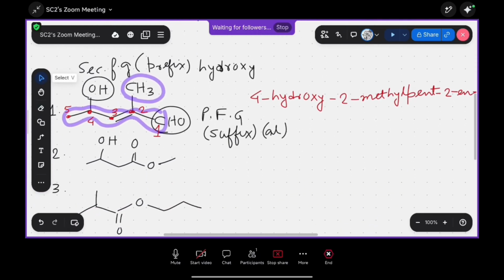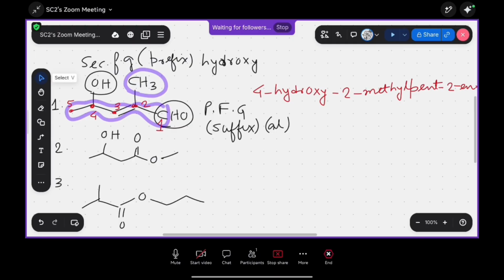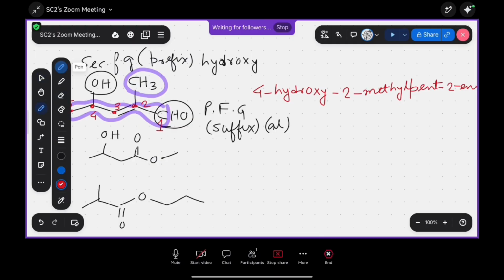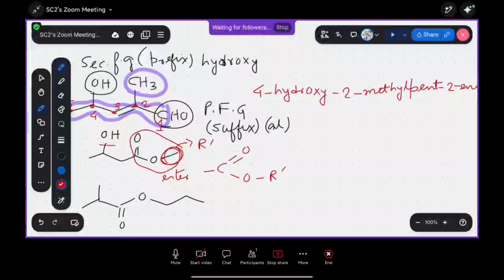The next example is somewhat like this. As you can see that this is an ester functional group. I have already taught you in the previous video how to name the ester group. How does it look like? It is somewhat like this: C double bond O, O, R dash. So this is the ester functional group, whereas this part becomes the R dash part. And then we are having hydroxy OH. We have OH functional group.